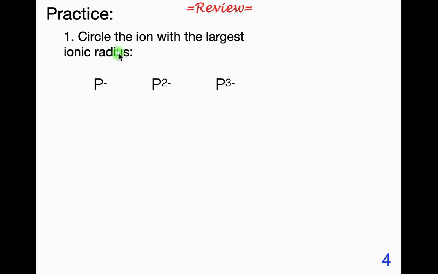Okay, let's do a little practice. Circle the ion with the largest ionic radius. Well, all three of these are anions, but it is the third one that has 3 electrons, whereas the other 2 have fewer. So it must be the larger of the 3. It has more electrons. It's the same element.